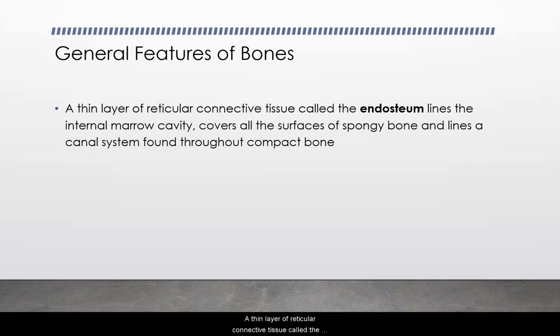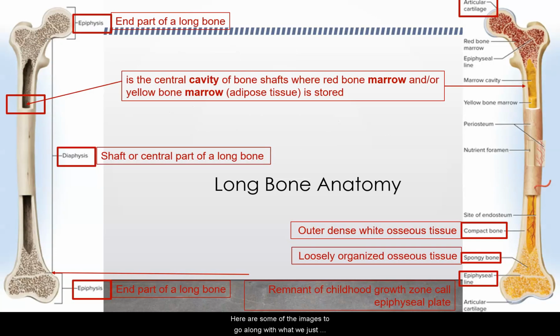A thin layer of reticular connective tissue called the endosteum lines the internal marrow cavity. It covers all the surfaces of spongy bone, and it also lines a canal system found in the compact bone. Here are some of the images to go along with what we just learned.